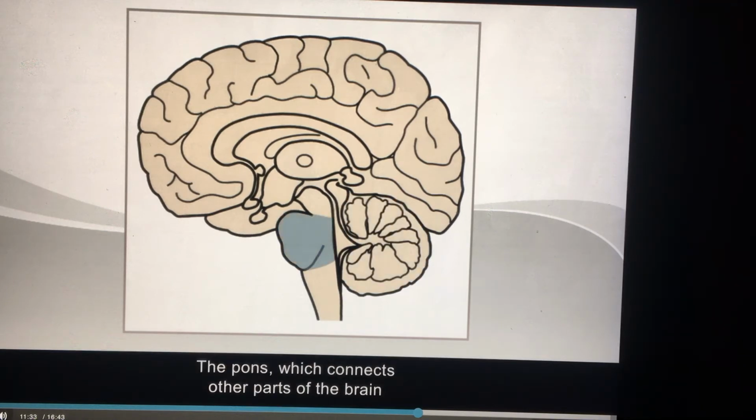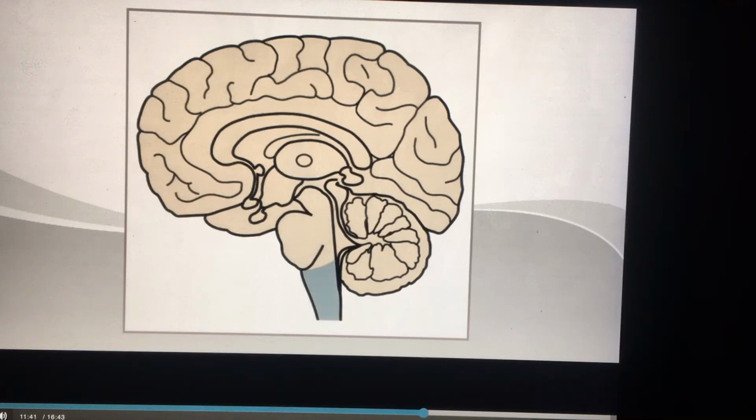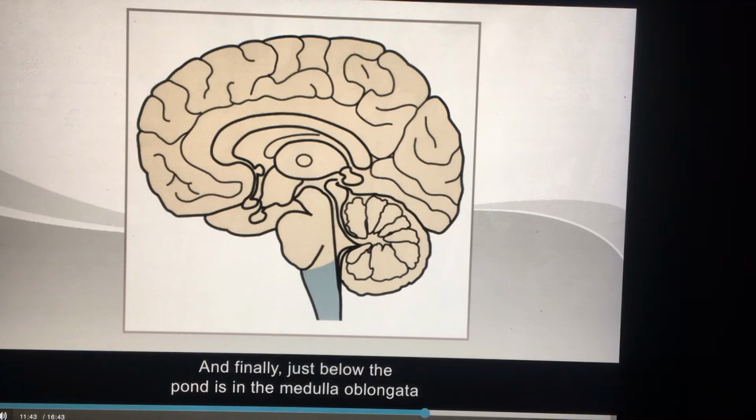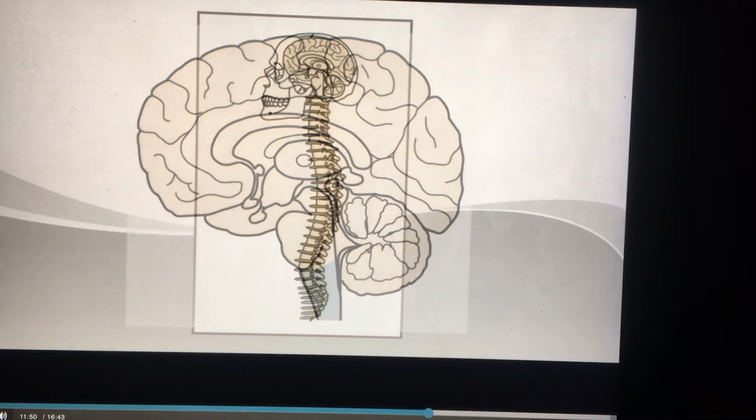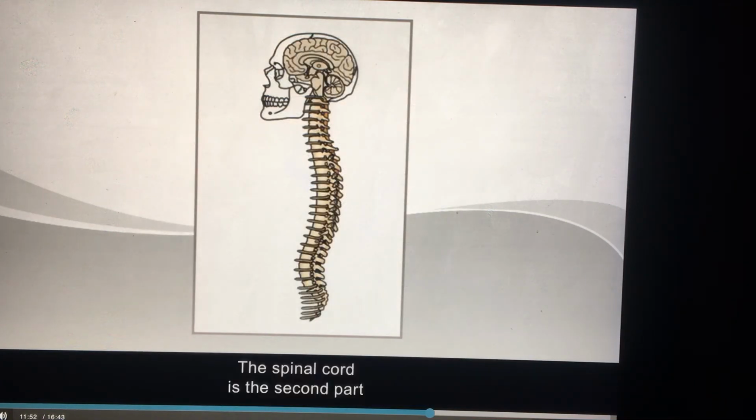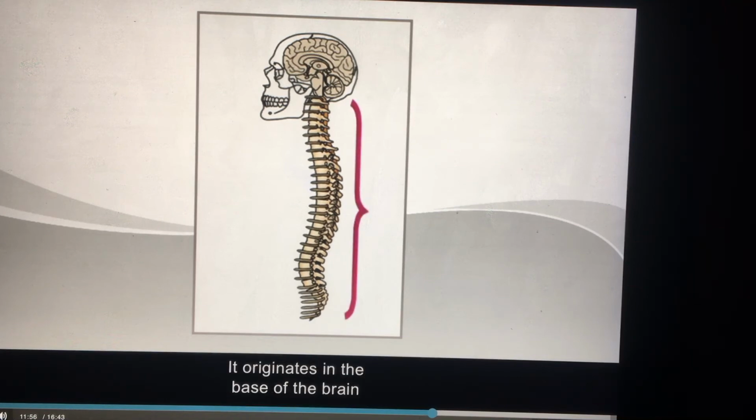The pons, which connects other parts of the brain to the spinal column, is located below the cerebrum and directly in front of the cerebellum. And finally, just below the pons, is the medulla oblongata. It also connects parts of the brain to the spinal column. The spinal cord is the second part of the central nervous system. It originates in the base of the brain and extends to the base of the spine.